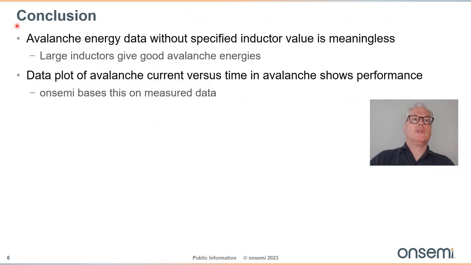So what are the conclusions? Conclusion number one is that avalanche energy data without a specified inductor value doesn't make sense. We can manipulate the avalanche energy data in our datasheet both by picking a large inductor value or using a small inductor value. The next point is how you really solve that problem above. Use a data plot of avalanche current versus time in avalanche. That shows the true avalanche or unclamped inductive stress performance of our devices.